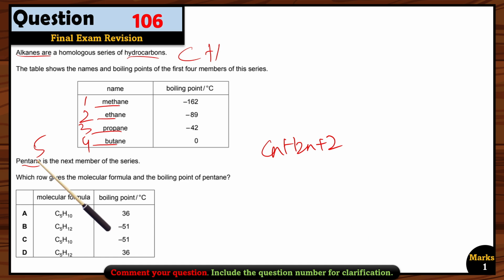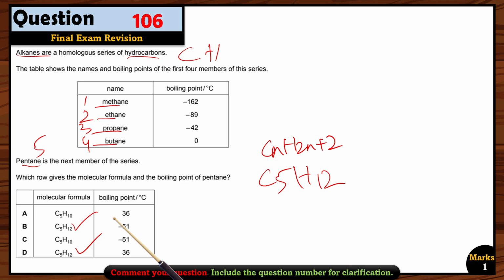They are asking about pentane. It means carbon should be 5. We should have 5 carbons in this compound. So if carbon is 5, then you will have 12 hydrogens. So can you see 5 and 12? So option B or D can be right.